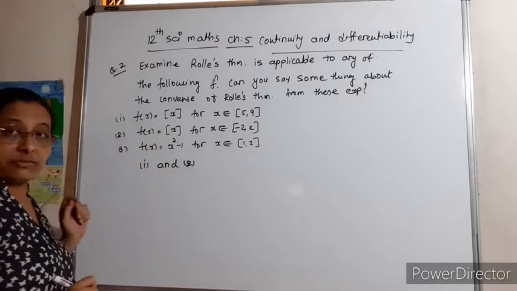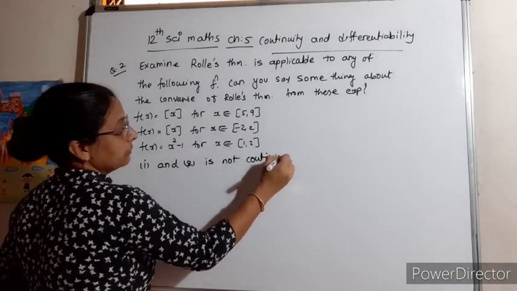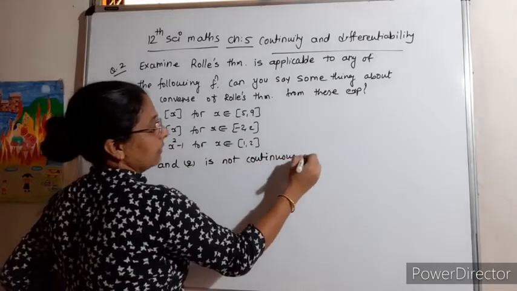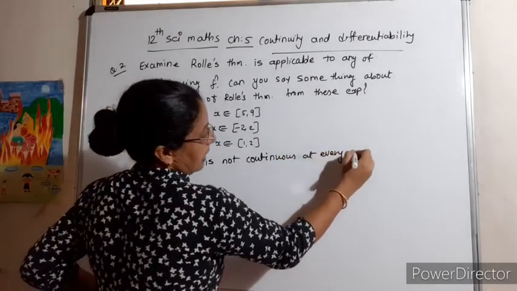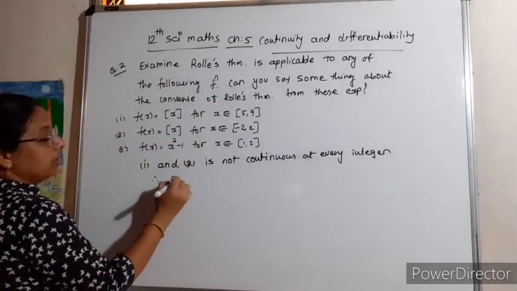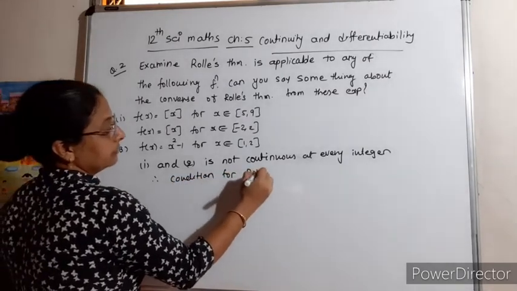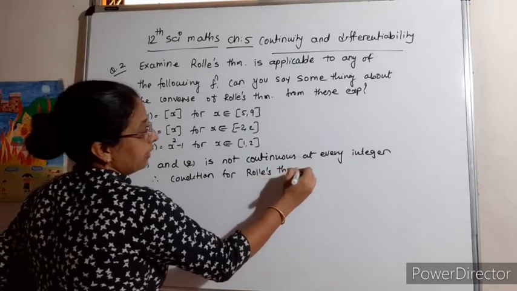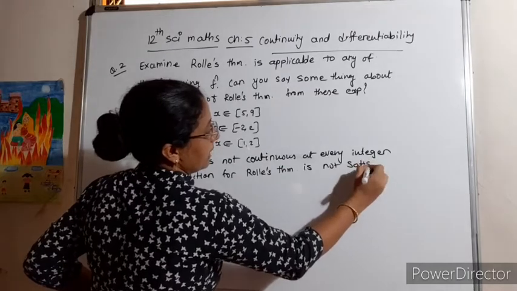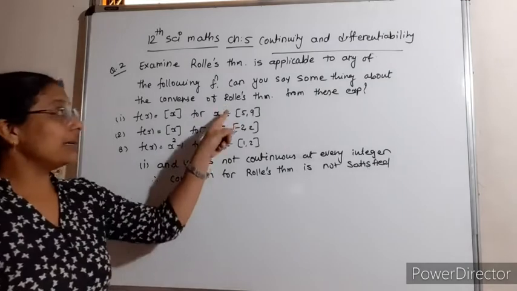So we'll write that first and second both. The greatest integer function is not continuous at every integer. Therefore, the condition for Rolle's theorem is not satisfied. The condition of Rolle's theorem itself is not satisfied here because it is not continuous.